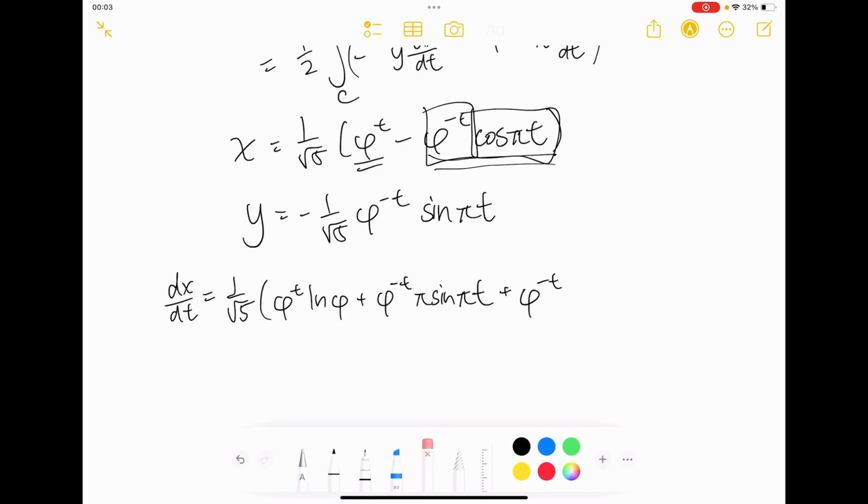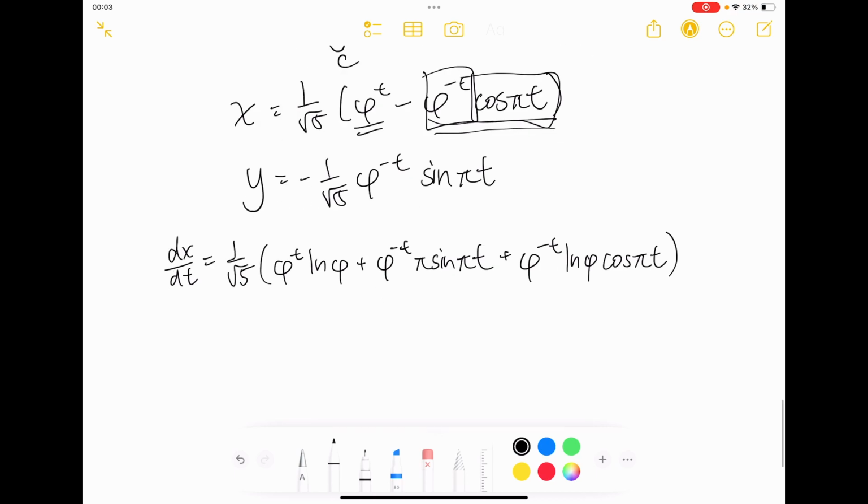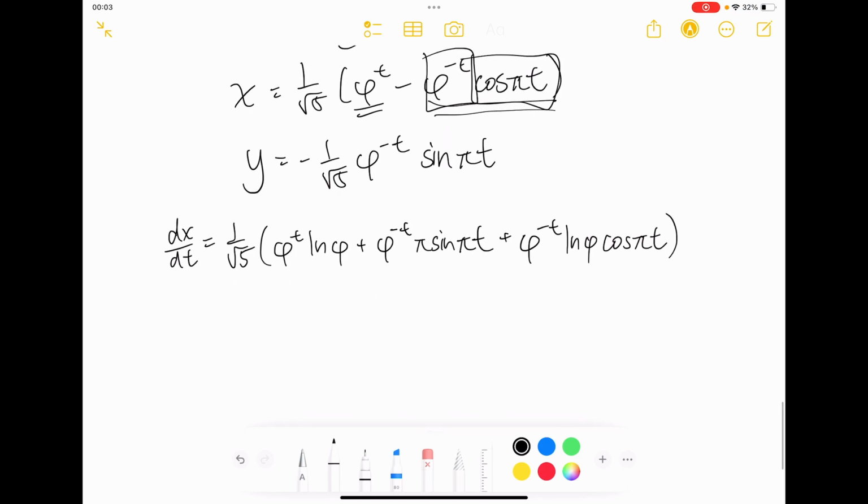Ooh, and we're missing natural log of phi, just because of the base, and cosine pi t. I hope I did that right. And dy/dt, this one's a bit better.